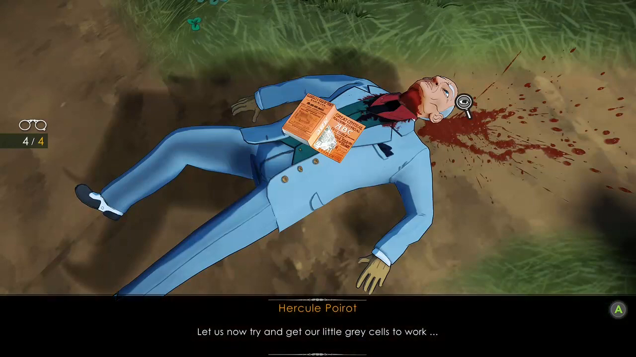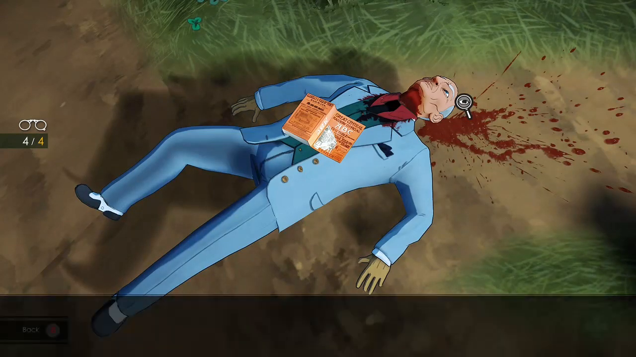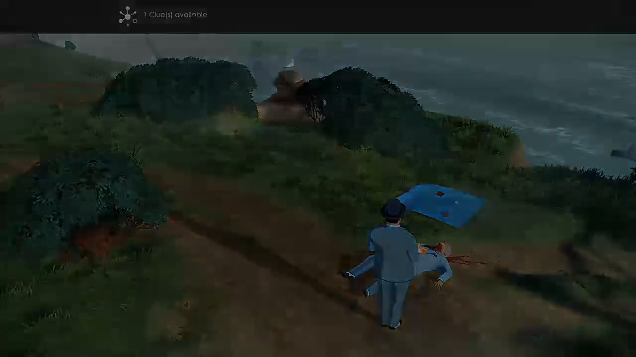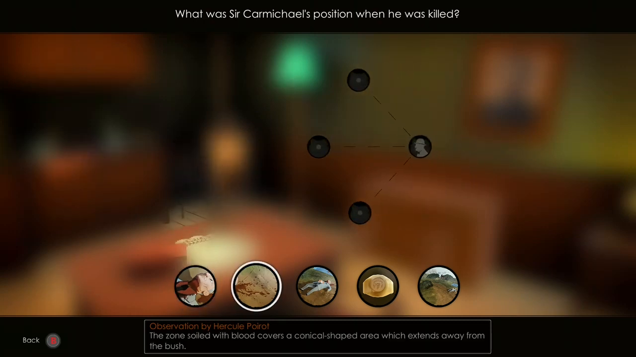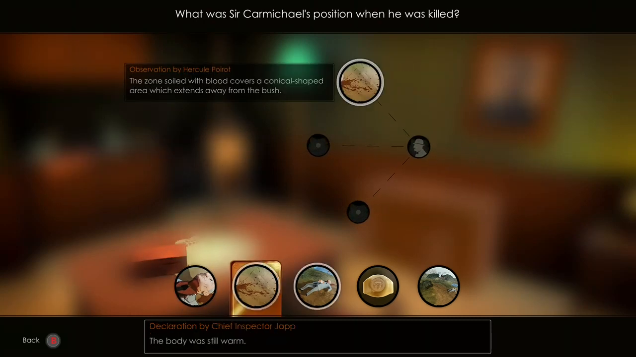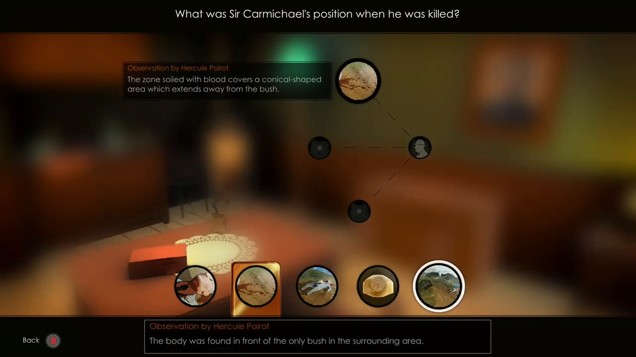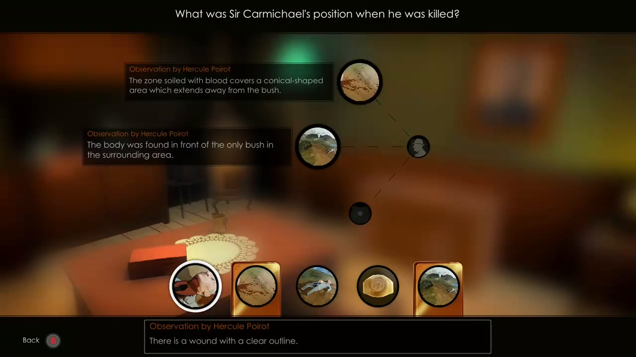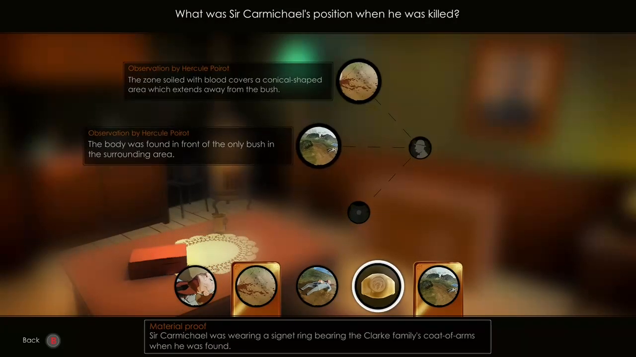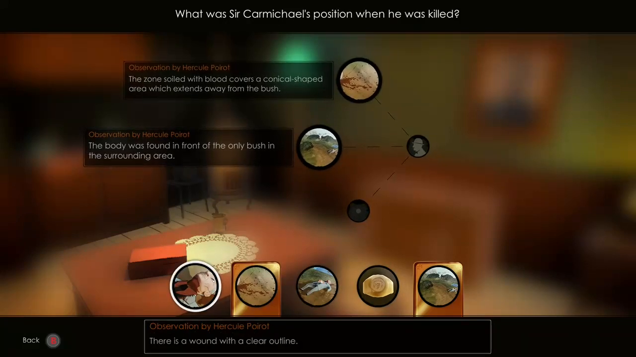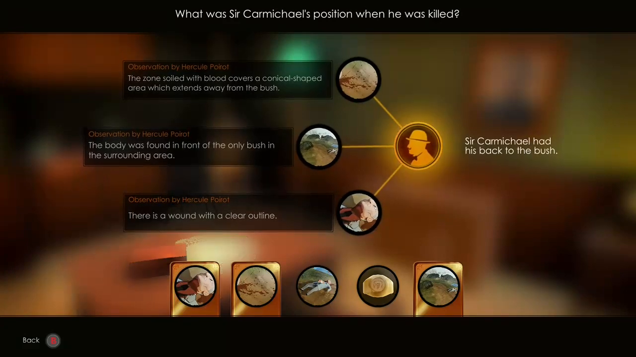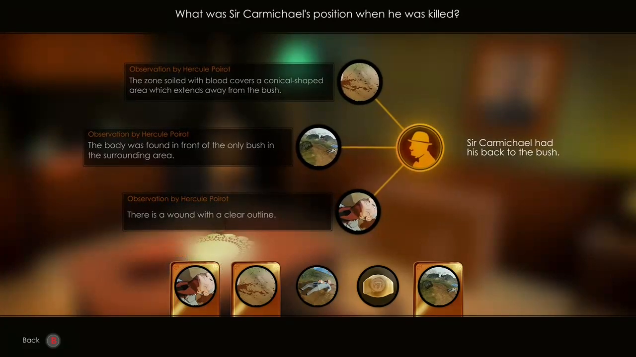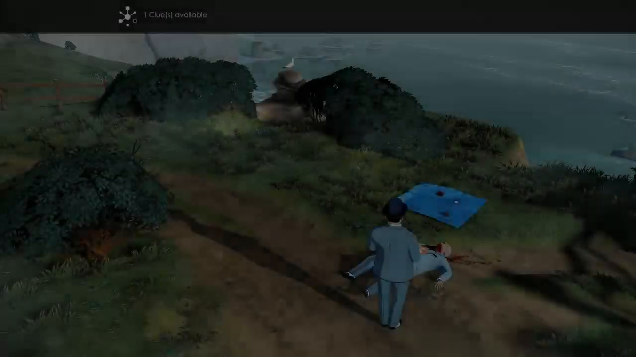Looks rather dapper. Let us now try and get our brain cells to work. Wonder if we'd wear a suit when you're going out. Position when he was killed. Oh, I got the wrong button. Away from the bush. Okay, then he spun and went kaplop.